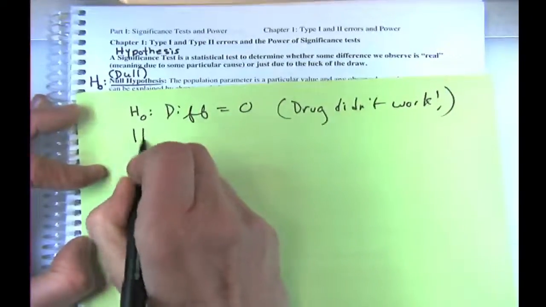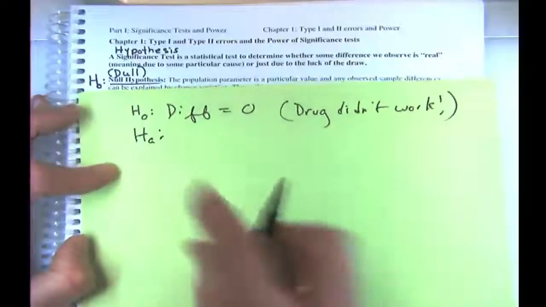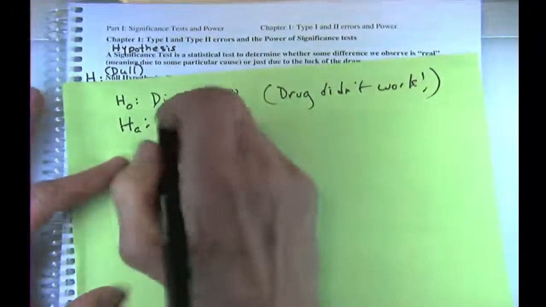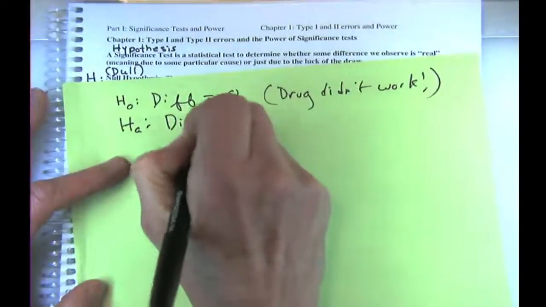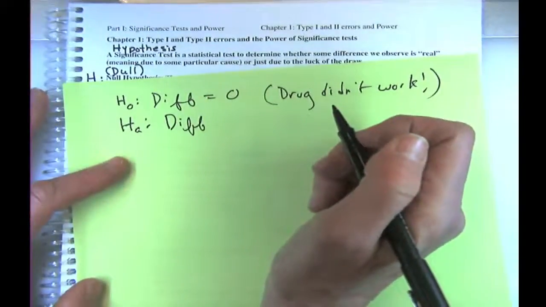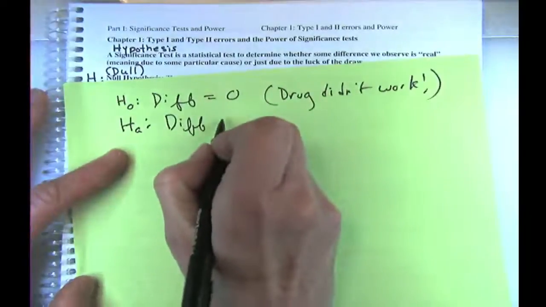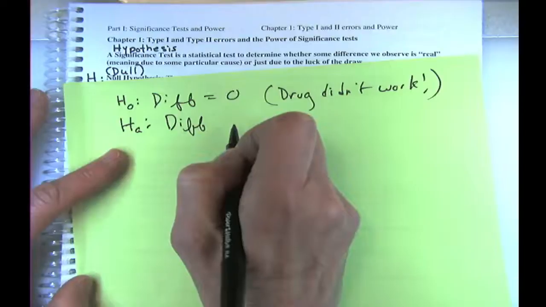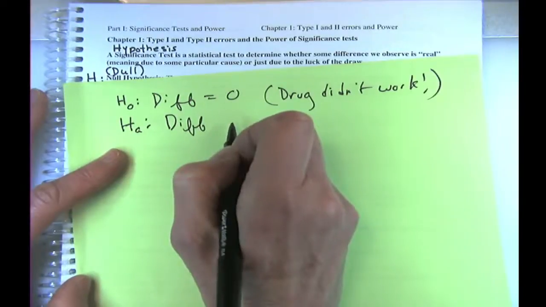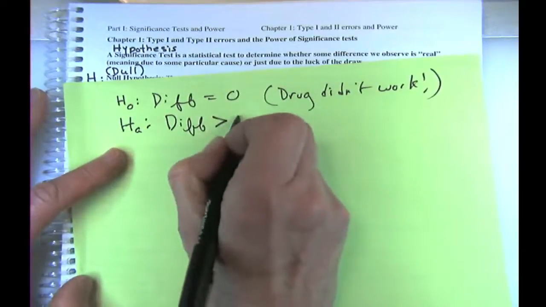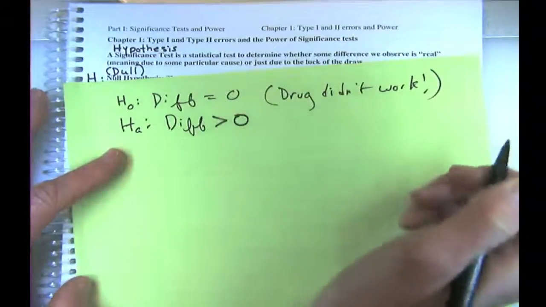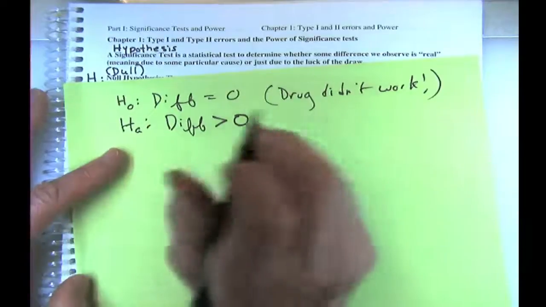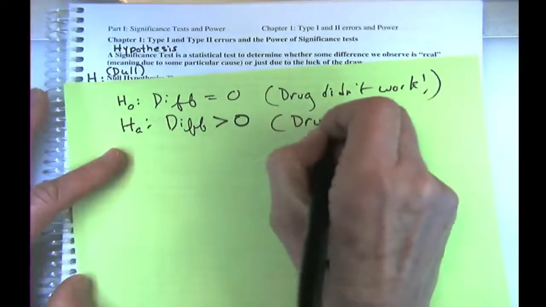All right, and then we have the alternative hypothesis, which is usually what we're trying to prove. Certainly here, we're hoping the drug works. Then the difference between the two means is not equal to 0. And we even know that in this case, we expect that the people who took the real drug would do better. So the difference is greater than 0. The treatment mean minus the placebo mean is greater than 0. Okay, and that means the drug worked.